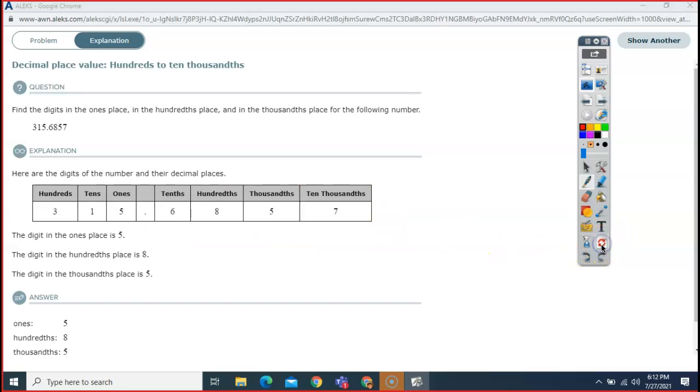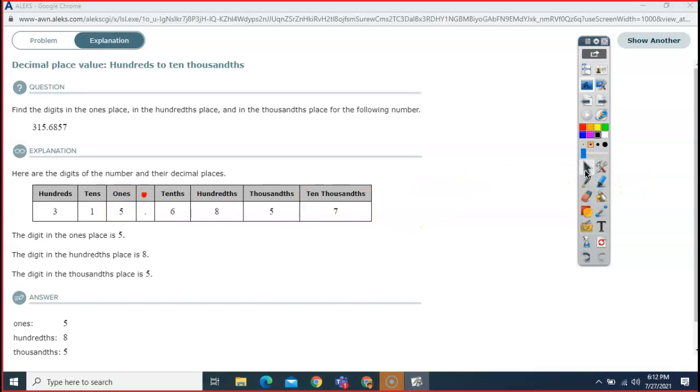Okay, so then it said which one is in the ones place? Well, the 5. Okay, and then it says find the digit in the hundredth. So that would be this. And in the thousandth. And that would be this one. 5, 8, and 5. So once you have your little grid, and I recommend you writing it down: 100s, 10s, ones, decimal, tenth, hundredth, thousandth, ten-thousandth, and then you just spread your number out.